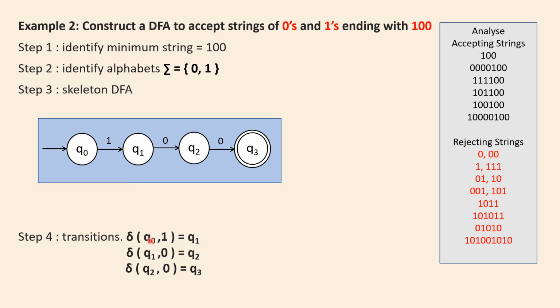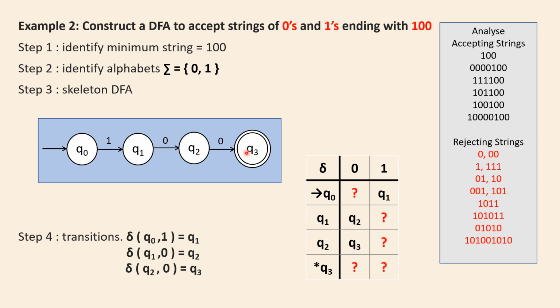So let us write the transitions. Q0 on input 1 goes to Q1, Q1 on input 0 goes to Q2, Q2 on input 0 goes to Q3. Let us give the transition table. Always don't forget to mark the start state and the final state. So we have Q0 on input 1 going to Q1, Q1 on 0 goes to Q2, Q2 on 0 goes to Q3.